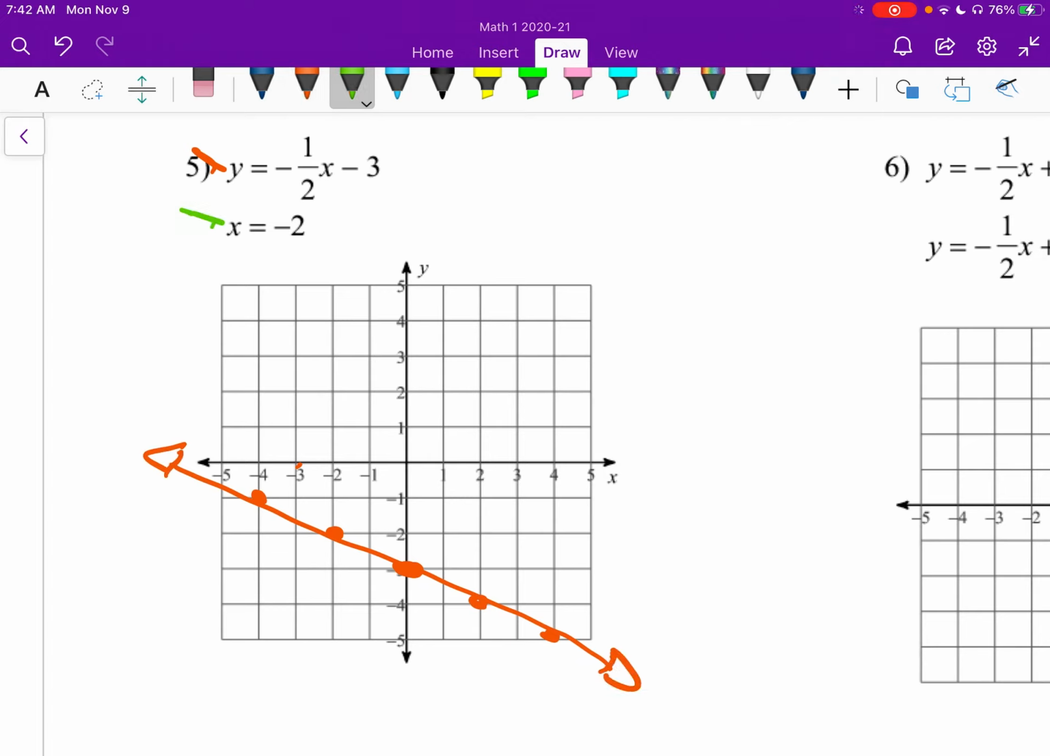Now the second line, that is a vertical line. So I look at my x-axis here. I put a dot on the -2, and then I put a vertical line through it. All right. Where did they cross? They crossed right there. That is at the point (-2, -2).